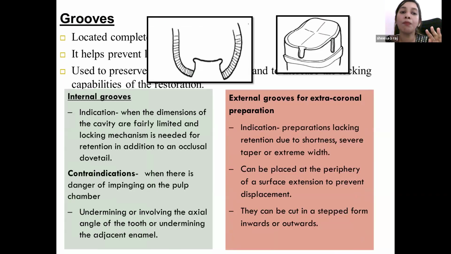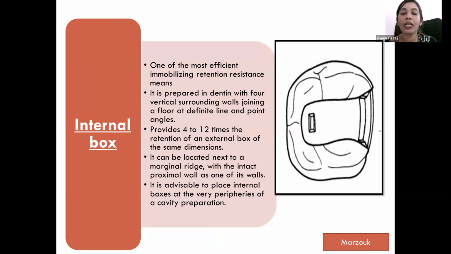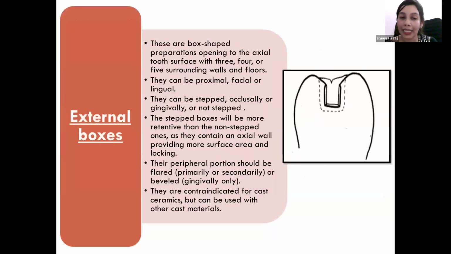Next is boxes. As you can see in this image, there is a box placed internal to the cavity, which is a very important step for immobilization of the restoration. It is prepared in the dentine with all four vertical surrounding walls located, and it can provide about 4 to 12 times the retention when compared to the external boxes. It is mainly placed near the marginal ridge with the intact proximal walls.